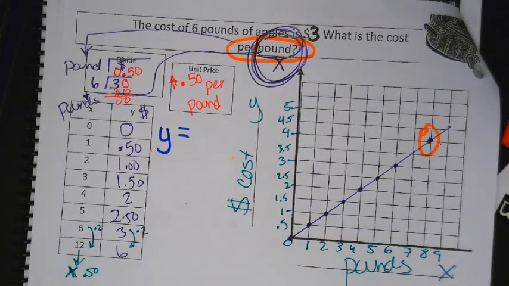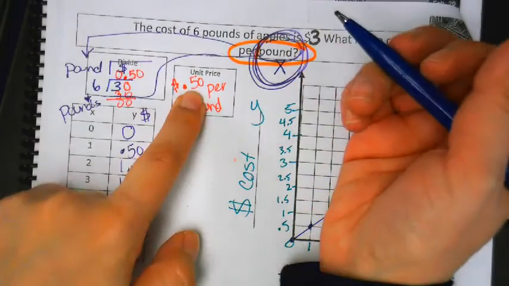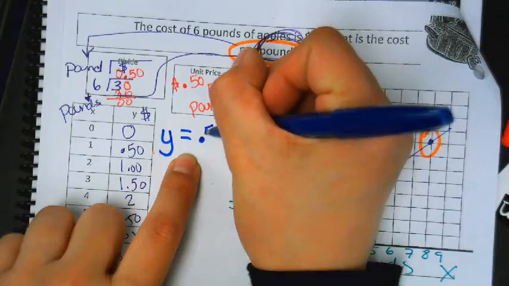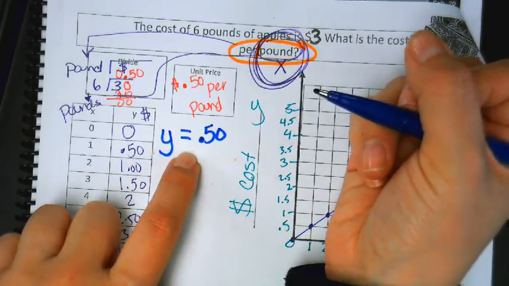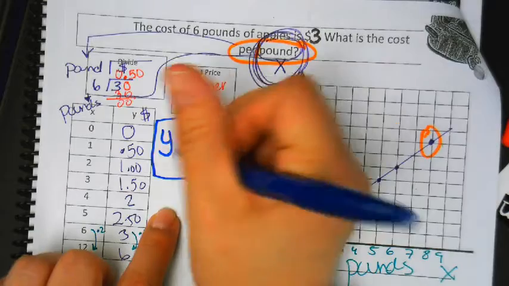No. 50 cents. My unit price. So what's my unit price? 50 cents. And then how do we end it? Fancy X, and you're done. This is called your equation.